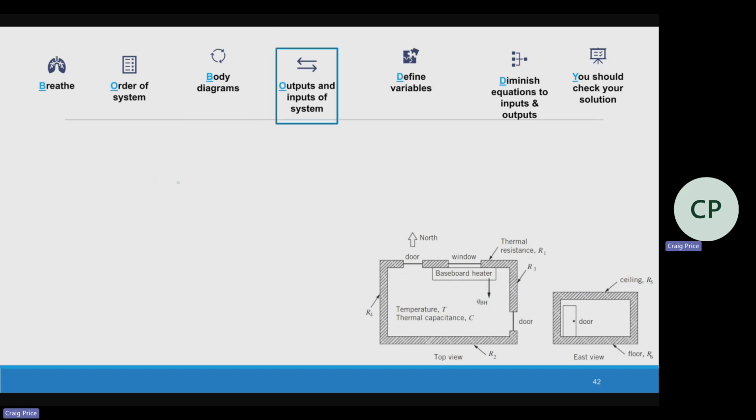Now we get to inputs, outputs. The input, on the count of 3, 1, 2, 3: Q_BH, the baseboard heater. And the output, on the count of 3, 1, 2, 3: temperature. Not Q1 through Q6. What we care about for the equation is the thing we're tracking, what is changing over time, and that is temperature. Just like pressures for hydraulics.